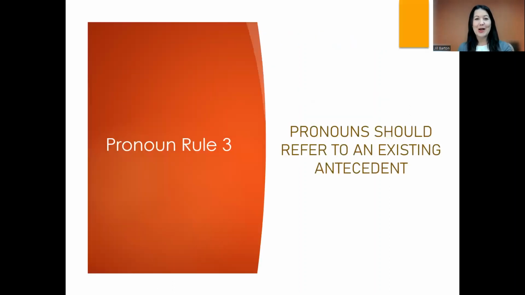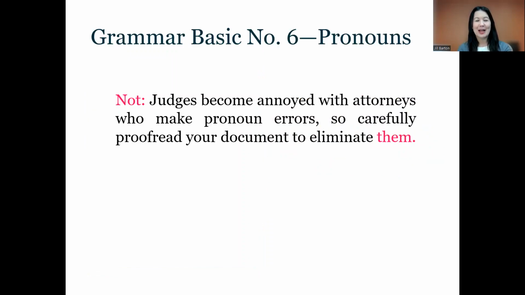Our third pronoun rule is that pronouns have to refer to an existing antecedent. That means that word that it's referring to actually has to be in the sentence, and it has to be clear to the reader what you are referring to. So let's take a look at this sentence. Judges become annoyed with attorneys who make pronoun errors. This is true, professors as well. So carefully proofread your document to eliminate them.